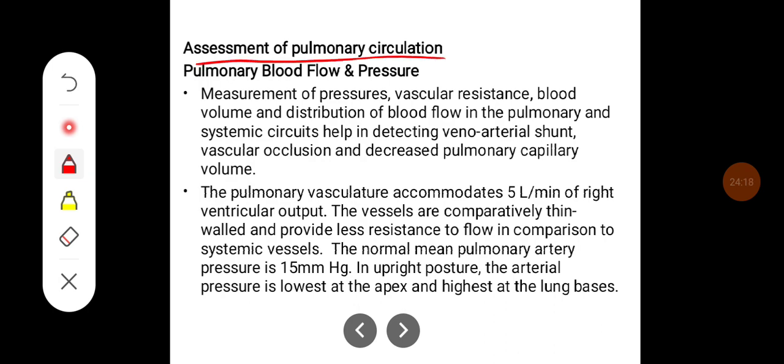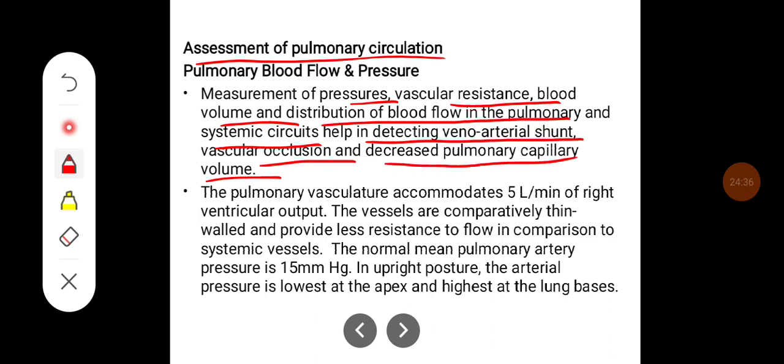Then assessment of pulmonary circulation, pulmonary blood flow and pressure. The measurement of pressures, vascular resistance, blood volume, and distribution of blood flow in the pulmonary and systemic circuits helps in detecting veno-arterial shunt, vascular occlusion, and decreased pulmonary capillary volume. The pulmonary vasculature accommodates about 5 liters per minute of right ventricular output.